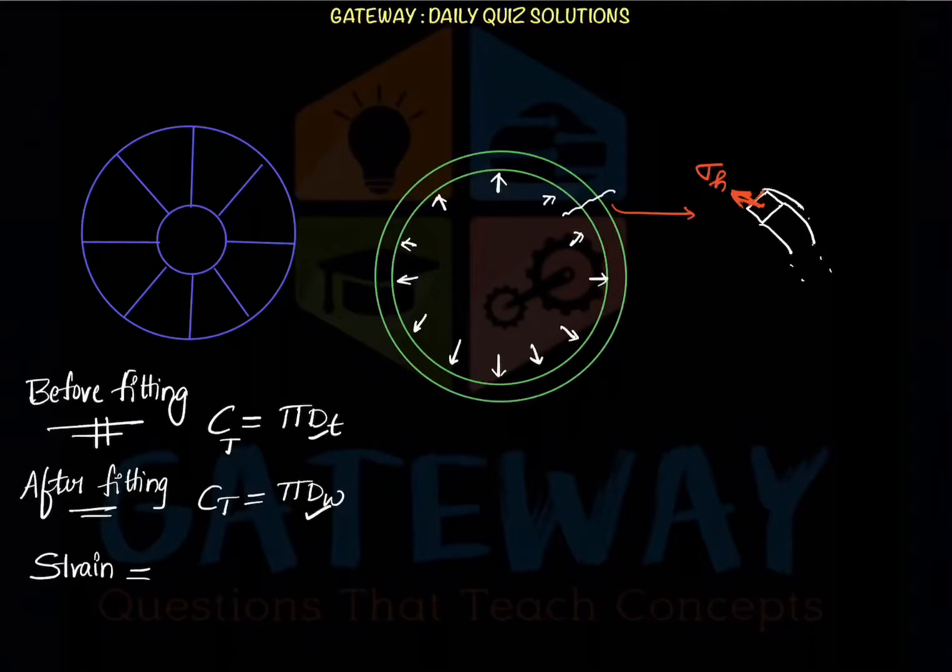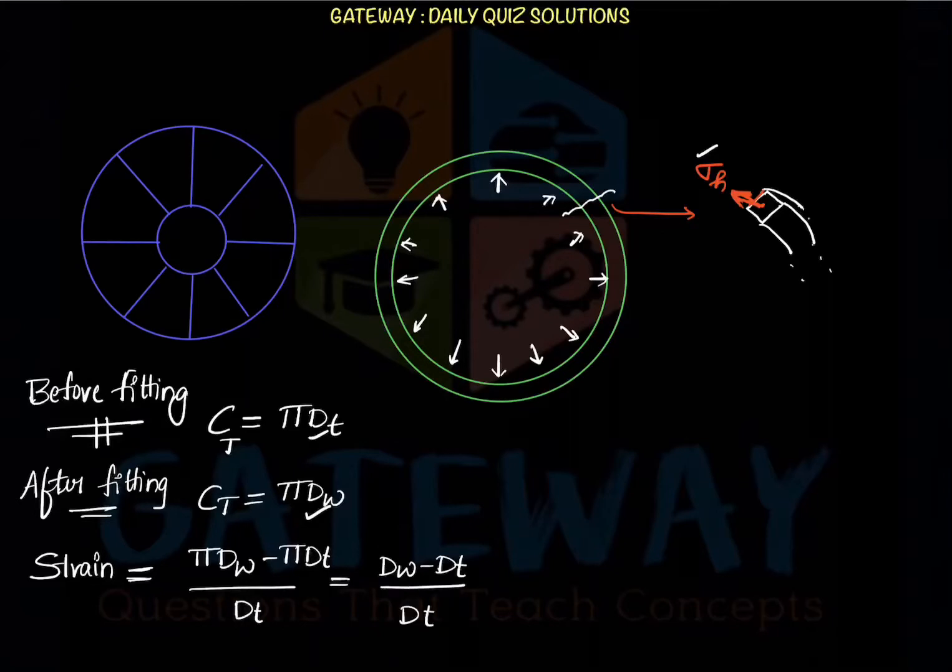Strain is nothing but final dimension minus initial dimension upon the initial dimension. So final dimension here is nothing but circumference. So we'll take the circumferential strain because we are considering the circumferential stress. For circumferential strain it is pi into the final, dw, minus initially pi dt, upon initially pi dt. This is nothing but equal to dw minus dt upon dt, right? This is the strain acting, and we know circumferential stress and circumferential strain both are normal stress and strain acting on the body.